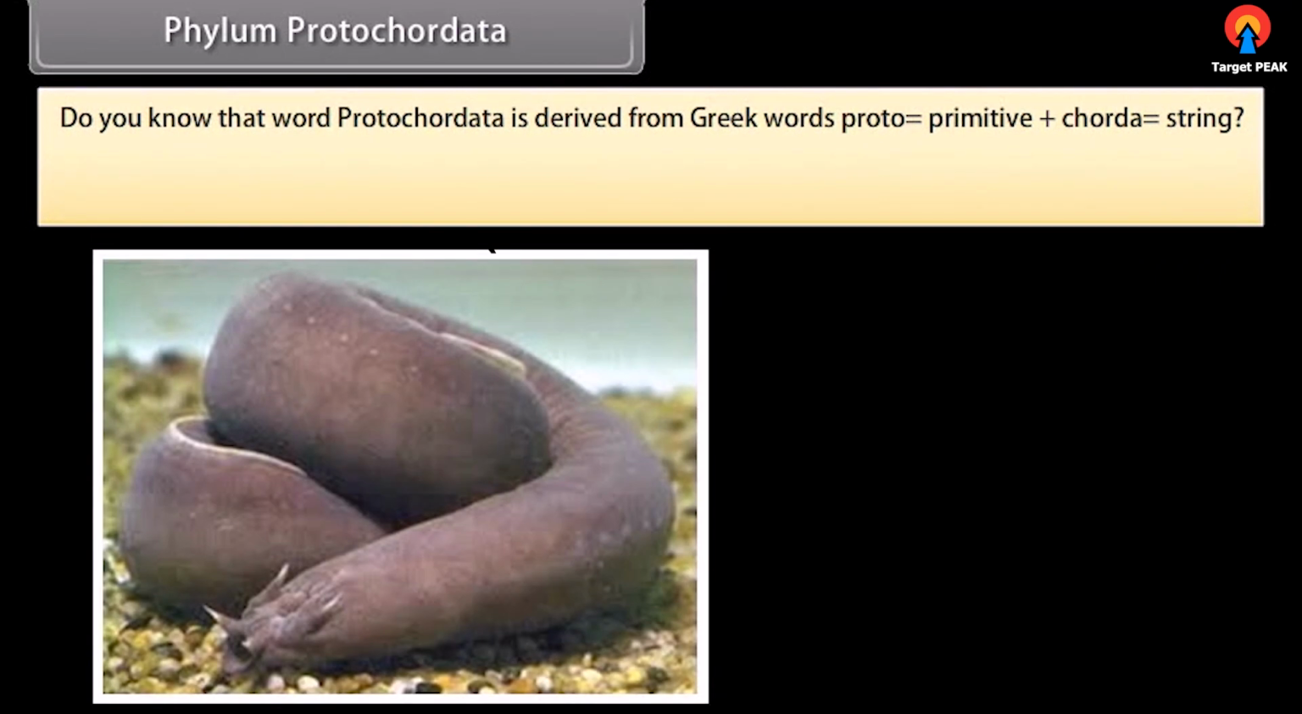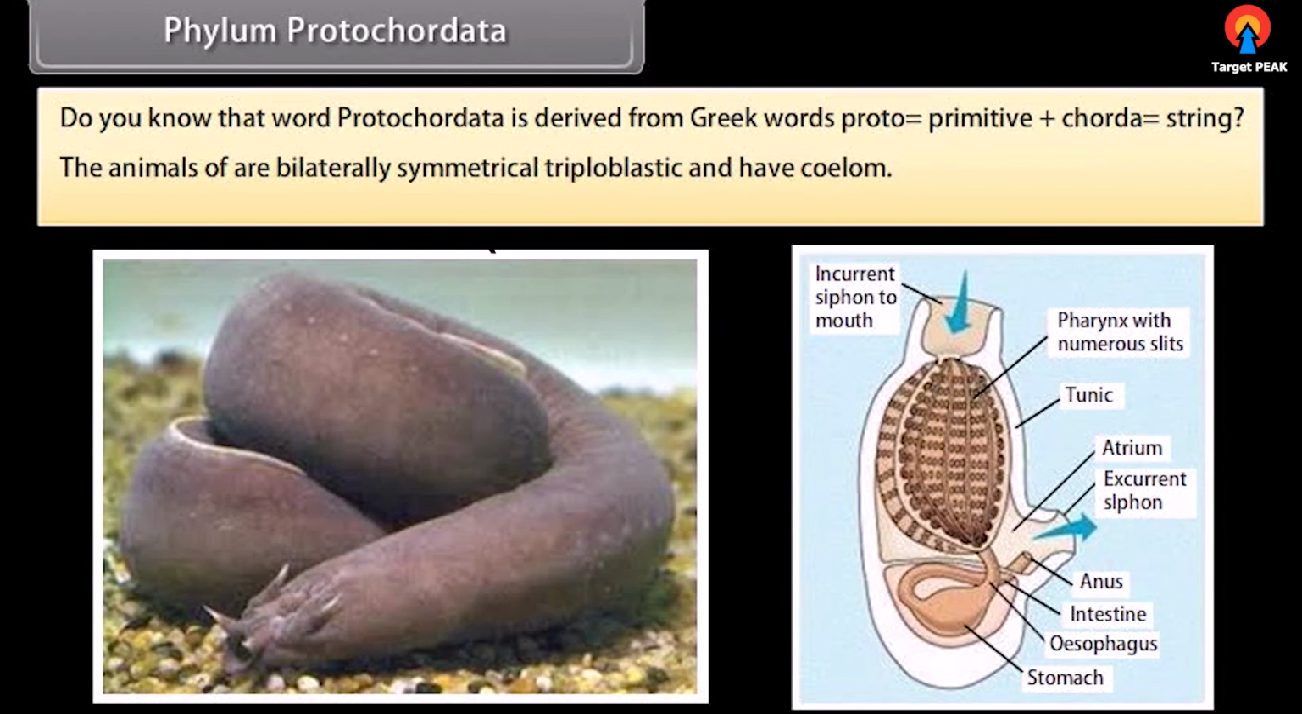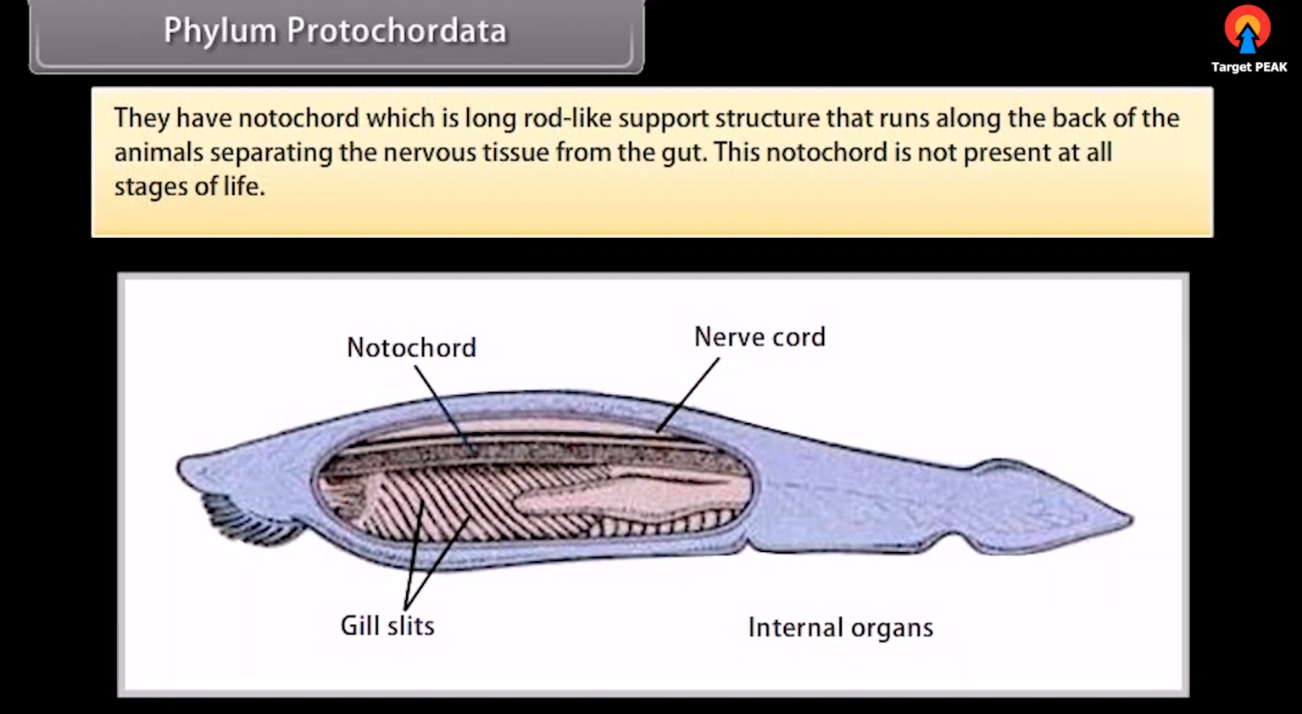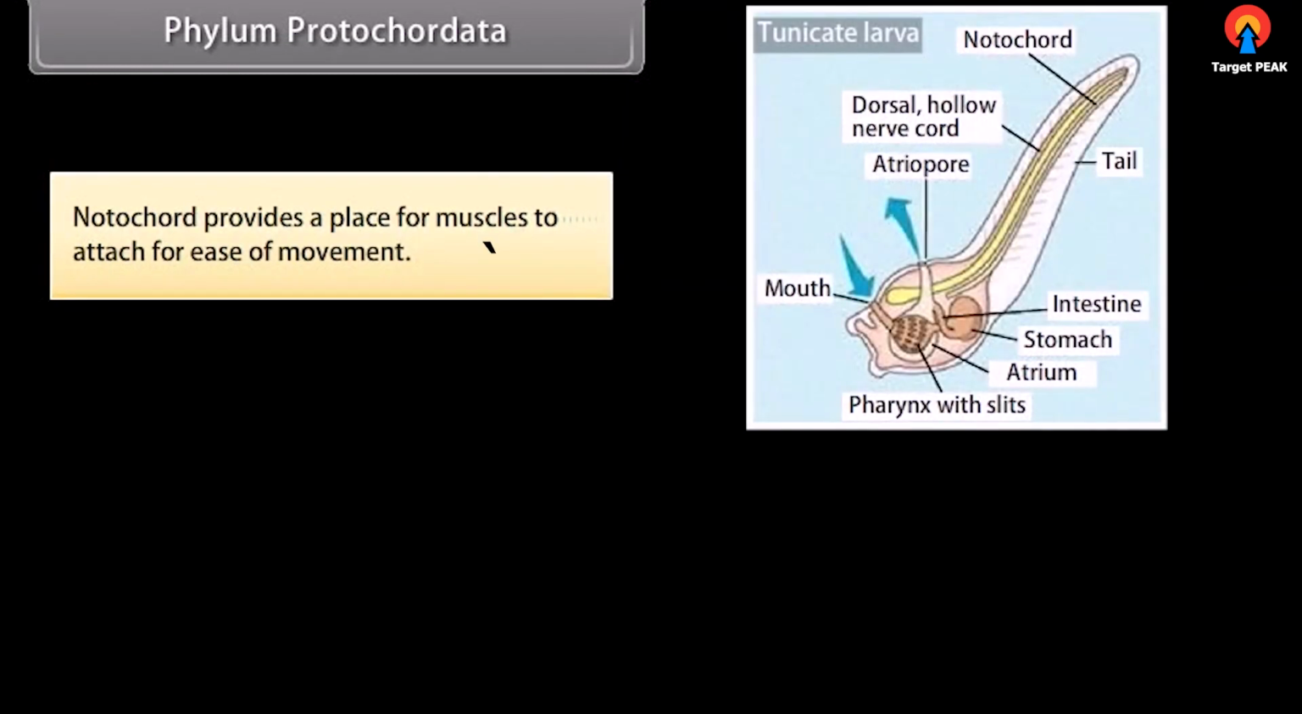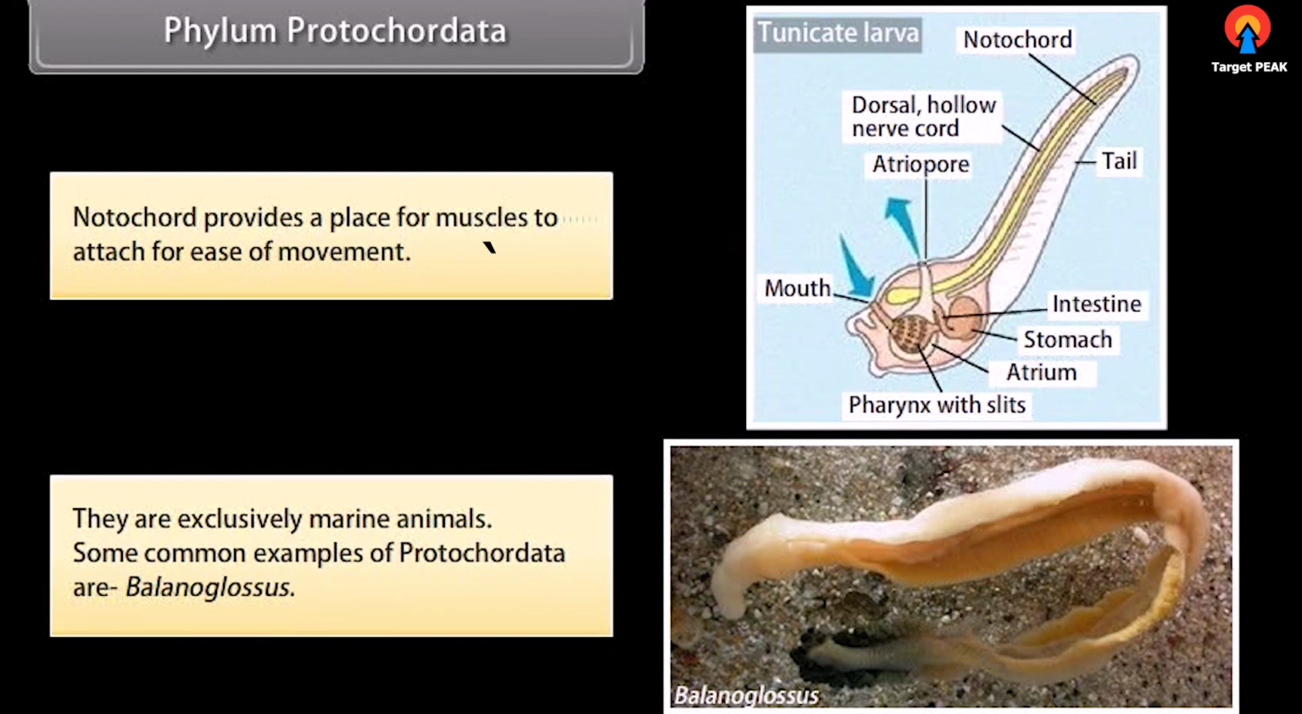Phylum Protochordata. Do you know that the word protochordata is derived from Greek words proto, which is primitive, plus chorda, which is string. The animals are bilaterally symmetrical, triploblastic and have a coelom. They have a notochord, which is a long rod-like support structure that runs along the back of the animals, separating the nervous tissue from the gut. This notochord is not present at all stages of life. Notochord provides a place for muscles to attach for ease of movement. They are exclusively marine animals. A common example of protochordata is Balanoglossus.